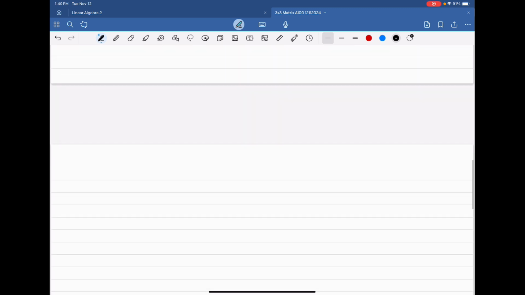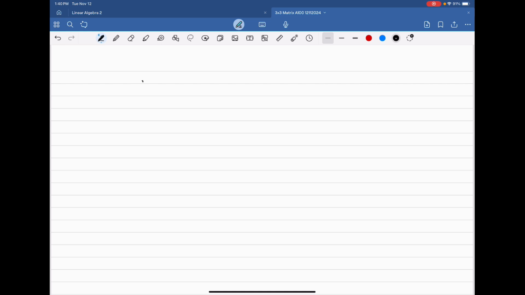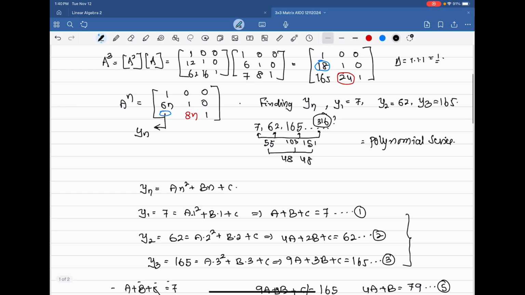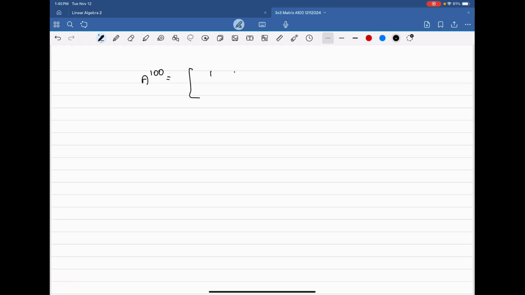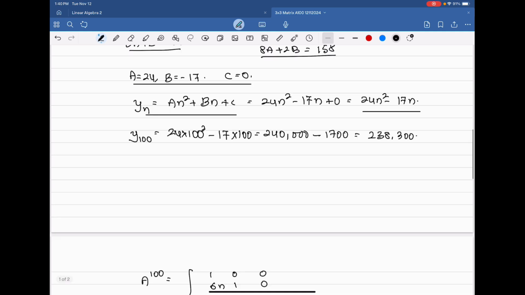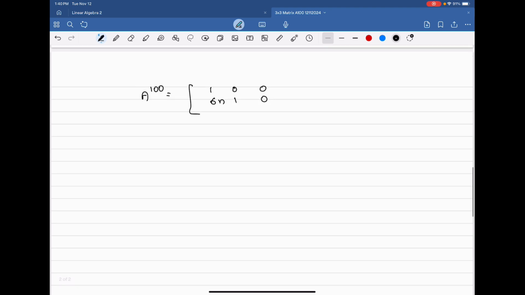Now, what is the value of a to the power of 100? That is equal to what we have seen previously: 1, 6n, 1, 0, 0, 6n, 1, 0, then 24n square minus 17n, 8n and 1, provided that n is equal to 100. This is the general value a to the power of n.